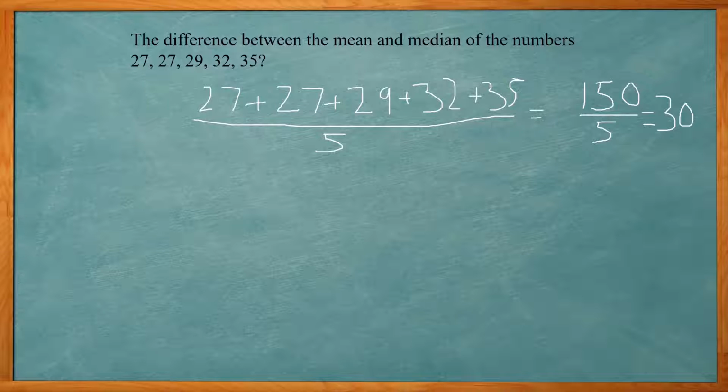Now these are already lined up from least to greatest, so the one in the middle is 29. So we want to know the difference between mean and median. Difference means subtraction, so 30 minus 29 gives us 1.